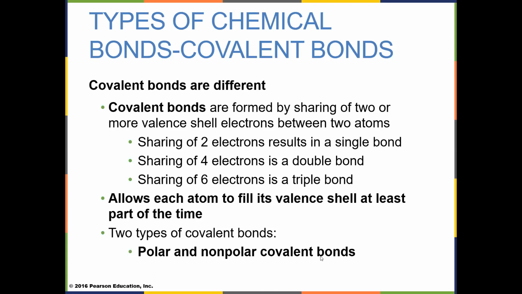So covalent bonds occur when you share 2 or more valence shell electrons between 2 atoms. So consider water. Water is hydrogen, hydrogen, and an oxygen in the middle.